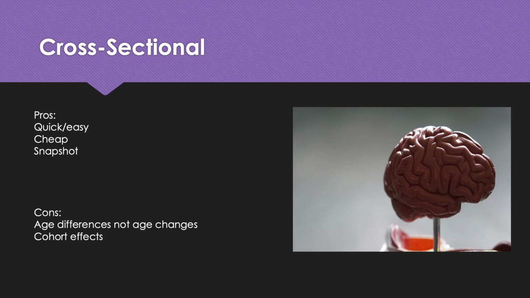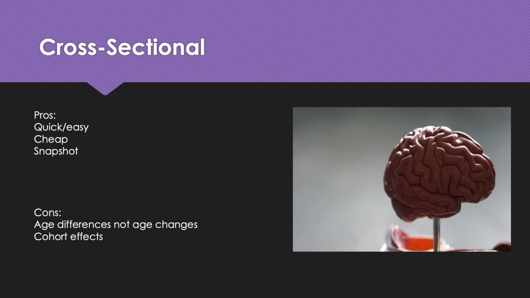So what are some of the big cons of cross-sectional research? Well, definitely that we're not able to see the changes is a pretty big deal. Because a lot of times when we're interested in aging, we're interested to see what are the differences, what happens throughout our lifespan to make us change. That is really kind of the major question that we ask. And another con is that cohort effects can get in the way.